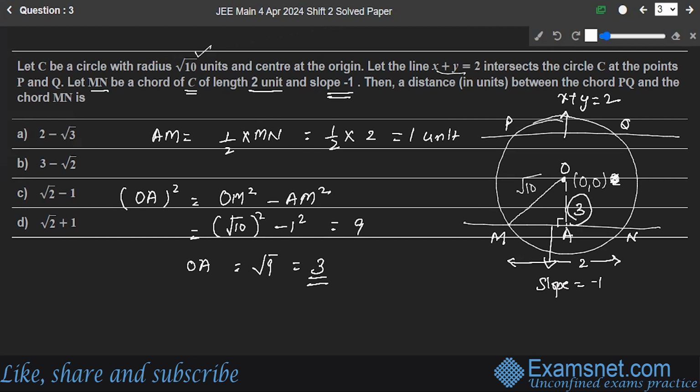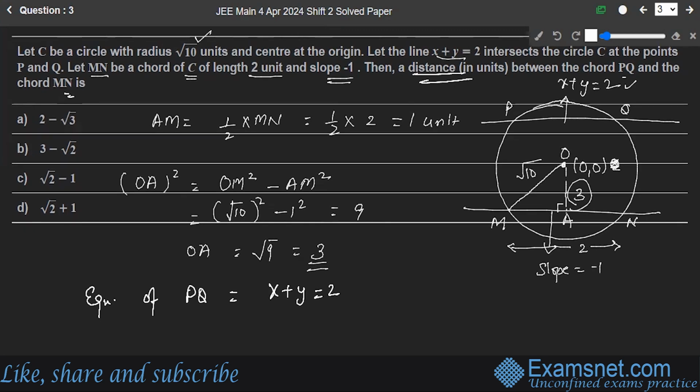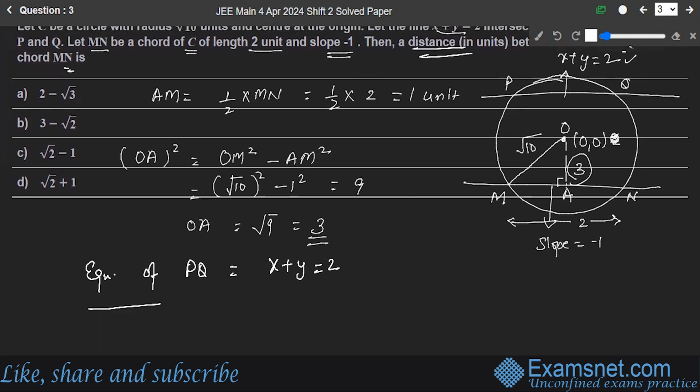Next thing, I'm having the equation of this line x plus y is equal to 2. First of all, we are having the equation of PQ as x plus y is equal to 2. When I'm talking about the distance in units between PQ and MN, that means I'm talking about the perpendicular distance between both of them, and that is possible only when these two lines are parallel. So that is the case.